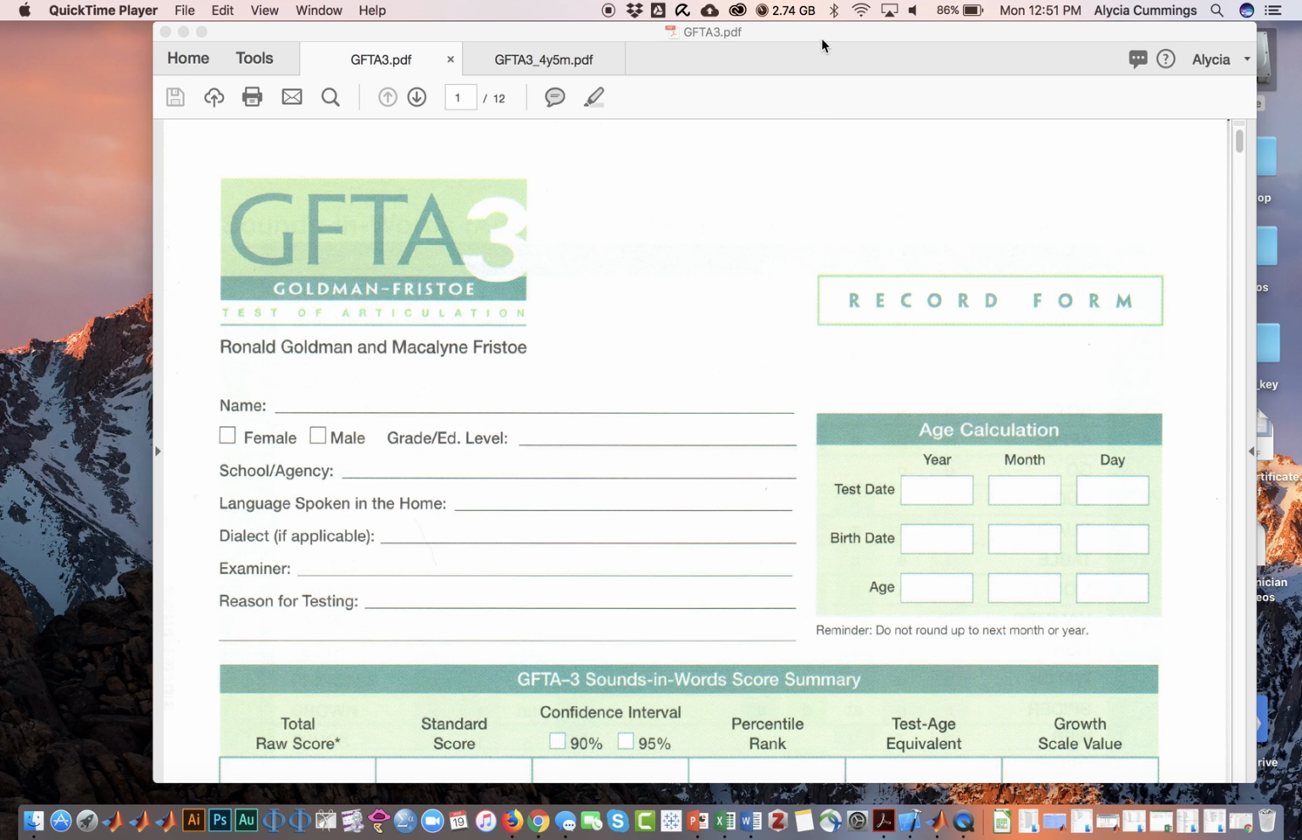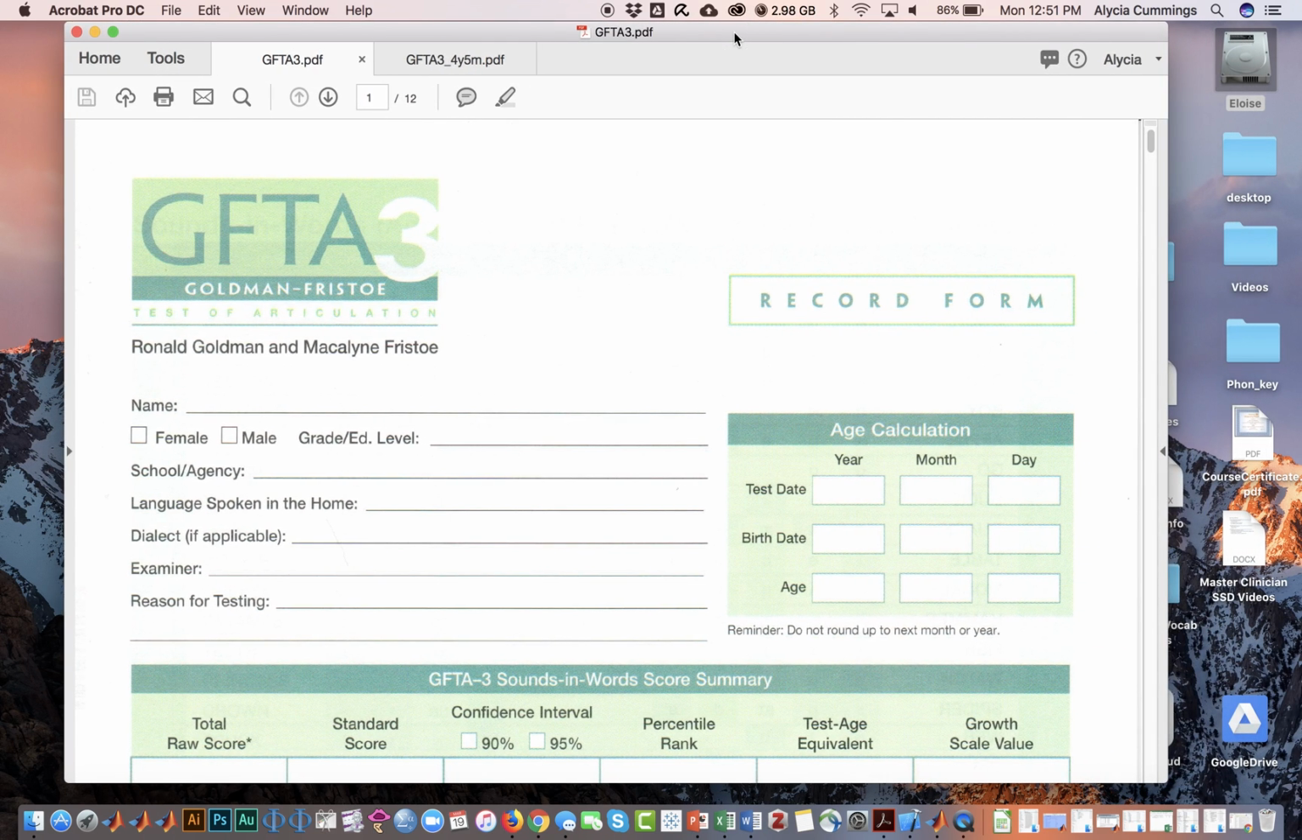Okay, so I'm going to walk you through how I would score the Goldman-Fristoe as I'm administering it. Obviously on the front, I at least put the kid's name and you calculate the age. Again, note you're actually calculating the days. Some tests you only calculate years and months, but we don't round up to the next month either.